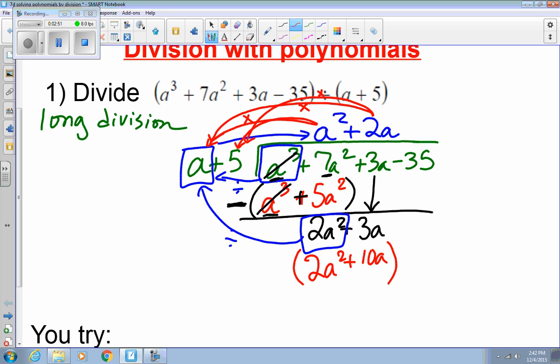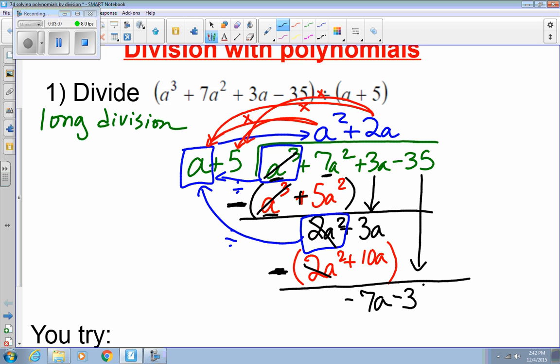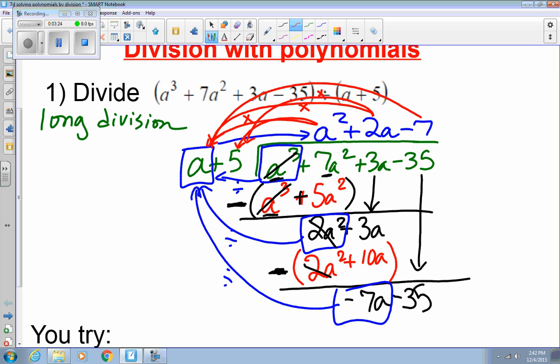And we need to subtract these. 2a squared subtract 2a squared cancel out. 3a subtract 10a is a negative 7a. Next term comes down, it's a negative 35. We do this process again. Negative 7a divided by a is a negative 7. And we multiply back down, so negative 7 times a is negative 7a. Negative 7 times 5 is negative 35.